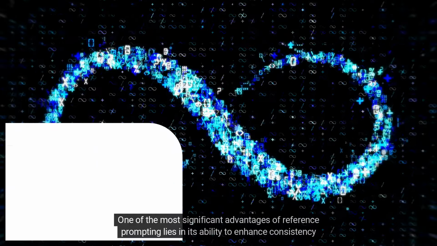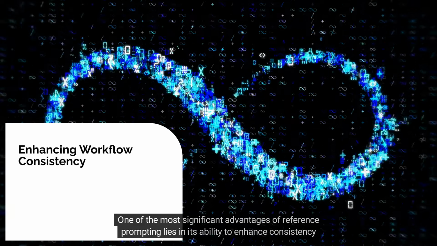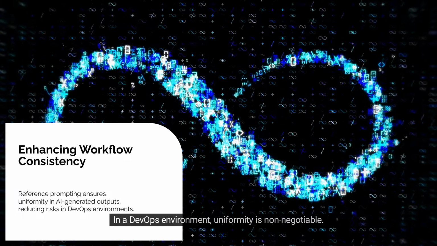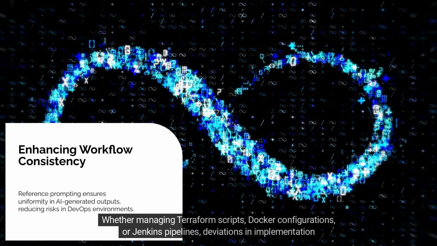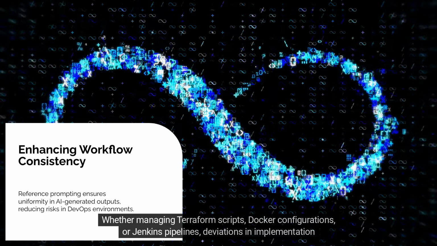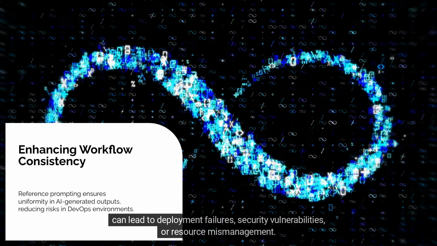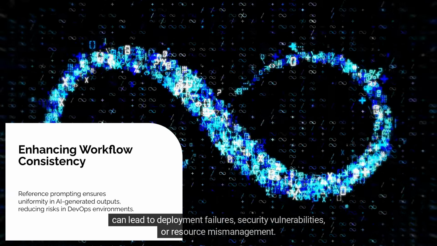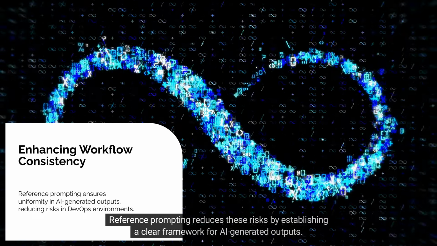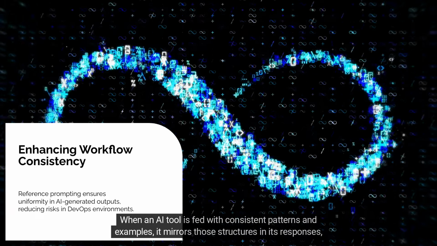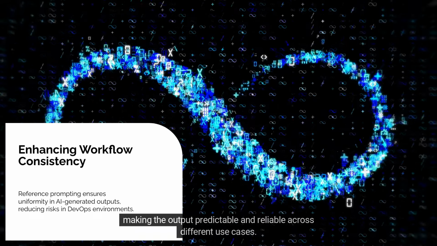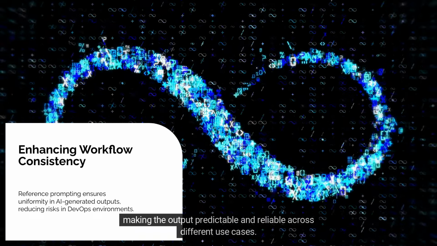One of the most significant advantages of reference prompting lies in its ability to enhance consistency across workflows. In a DevOps environment, uniformity is non-negotiable. Whether managing Terraform scripts, Docker configurations, or Jenkins pipelines, deviations in implementation can lead to deployment failures, security vulnerabilities, or resource mismanagement. Reference prompting reduces these risks by establishing a clear framework for AI-generated outputs. When an AI tool is fed with consistent patterns and examples, it mirrors those structures in its responses, making the output predictable and reliable across different use cases.